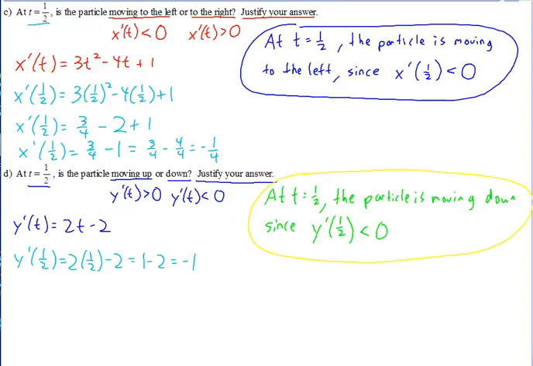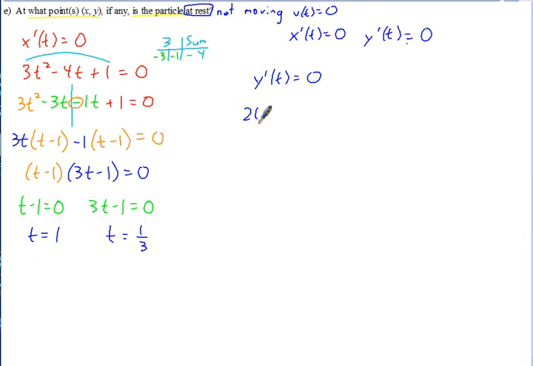So y prime of t, remember, was 2t minus 2. If you solve that one, you can either factor out a 2 or add 2 and divide by 2. Either way, that gives you t equals 1. So at time 1, notice that's the one they have in common, both x prime of t and y prime of t are 0. So that would be the time it's at rest.